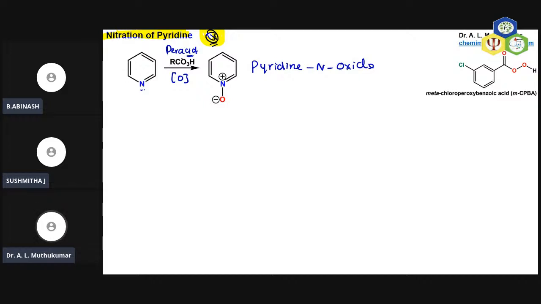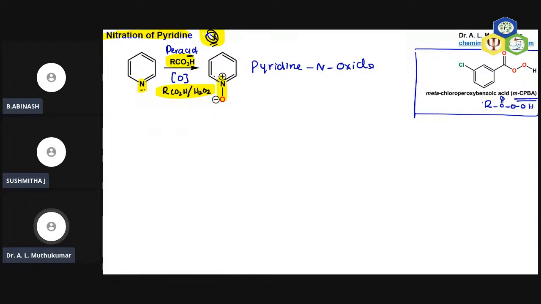Instead of the general name peracid, you can use MCPBA, which is itself a peracid. You can check the formula, RCO3H, is present, so this is an oxygen donor. Instead of this peracid, they can also give you a carboxylic acid, RCO2H, and H2O2, hydrogen peroxide. So either this combination or that combination can be given. Please keep in mind, this is an important question. So this pyridine will be converted into pyridine N-oxide.